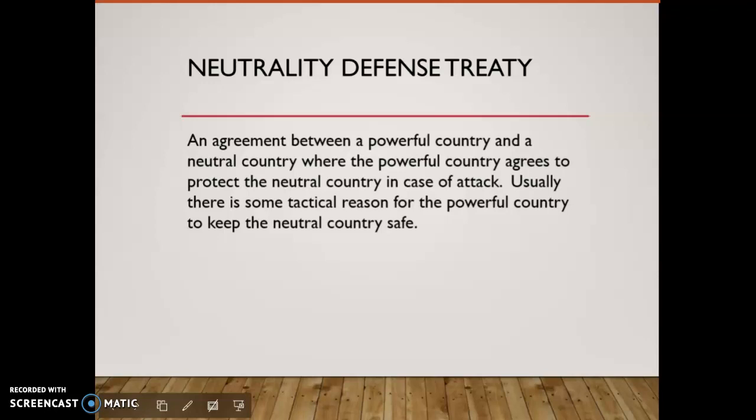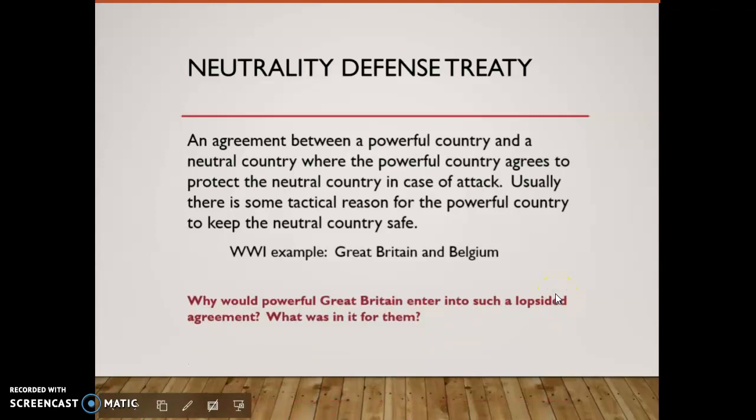So it's an agreement between a powerful country and a neutral country that the powerful country will agree to protect the neutral country in case it's attacked. Now, in the case of Great Britain and Belgium, there was also a tactical reason for this, and that was because Belgium was going to act as a buffer zone between Great Britain and Germany. Okay, so you can answer that question.